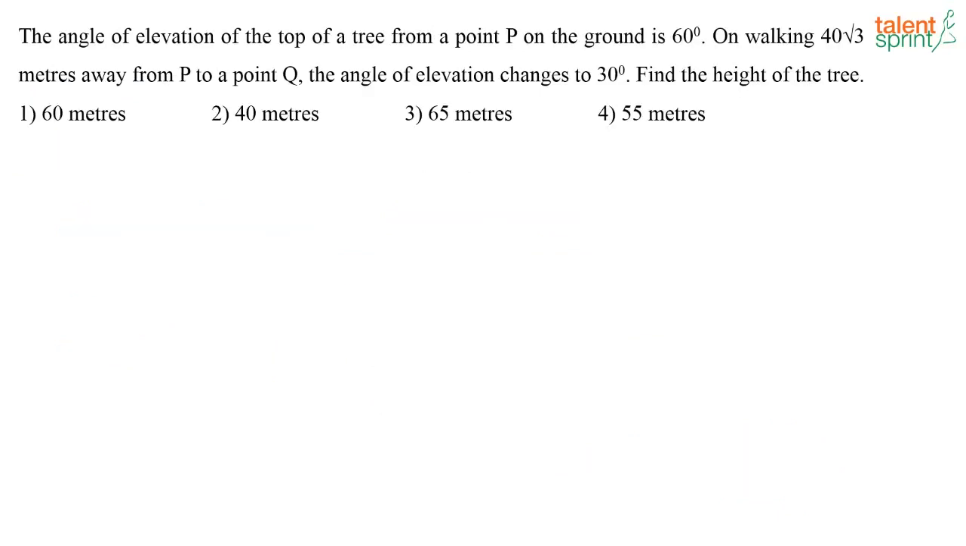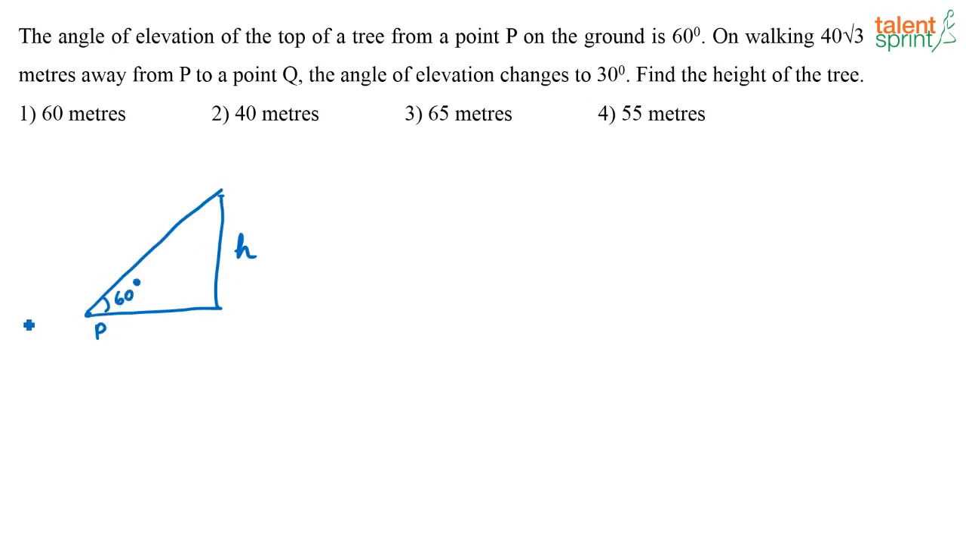Next. The angle of elevation of the top of a tree from point P on the ground is 60 degree. On walking 40 root 3 meters away from point P to a point Q, the angle of elevation changes to 30 degree. Find the height of the tree. What is the answer for this question? See, you have a tree. Let the height of the tree be h. The angle of elevation of the top of the tree from a point P on the ground is 60 degree. So there is a point P here. From this point P, the angle of elevation is 60 degree.